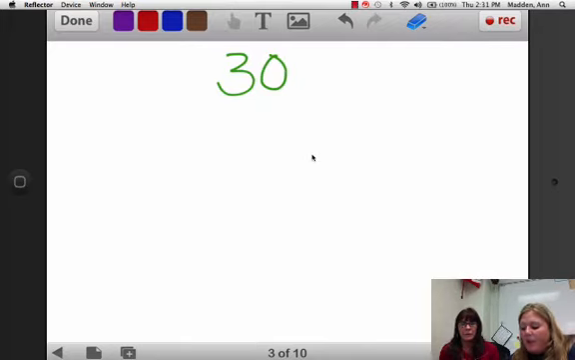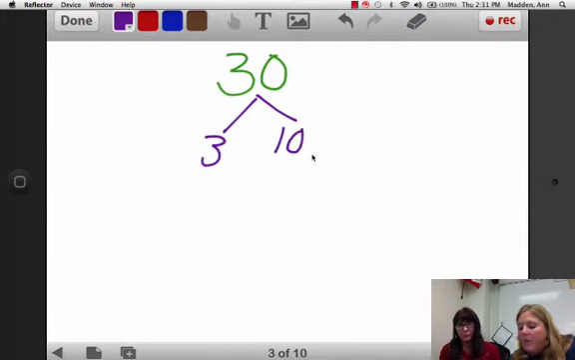I'm going to make a factor tree here, and I'm going to figure out what times what is 30. So I think in my head, well, I know 3 times 10 is 30. So I'm going to put 3 at the end of one branch and 10 at the end of the other. Now I'm going to look down to my 3 branch. What times what is 3? The only thing that I get to 3 is 1 times 3, so 3 is a prime number.